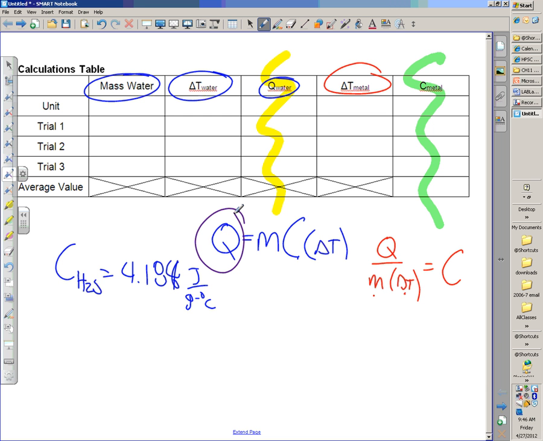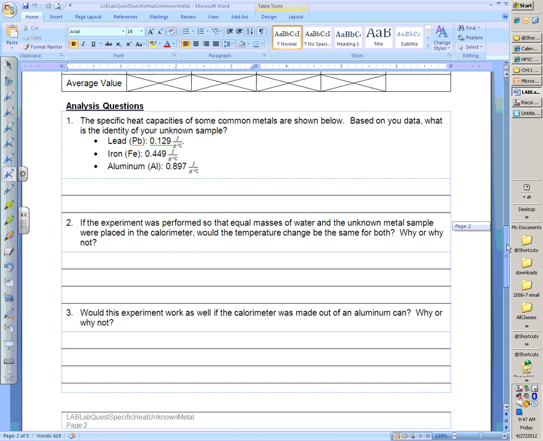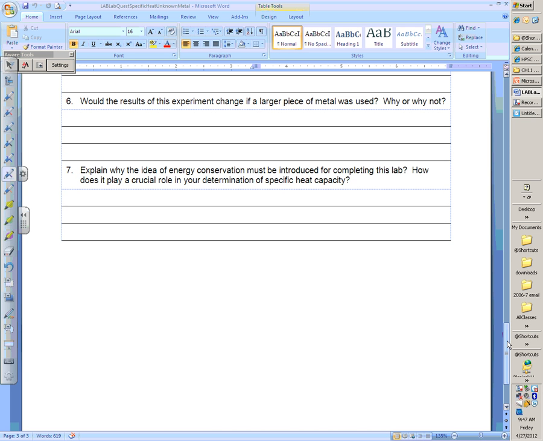From the metal. So the amount of energy that the water gained has to be equal to the amount of energy that the metal lost. Just this one's going to be positive, and this one's going to be negative. Okay? What principle are we basing that on? Conservation of energy. Right? With that being said, if we go to the lab, that directly answers the last question on the back side, number 7.